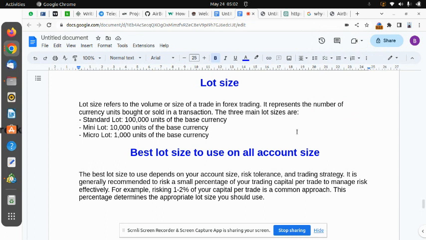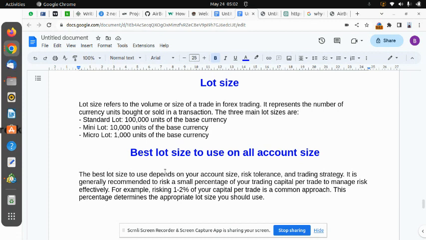So the three major lot sizes are the standard lot, the mini lot, and the micro lot, and we also have the nano lot. But most brokers don't offer that. They don't give you the opportunity to do that. The broker I have seen so far that gives you that opportunity is binary options. However, there are also other brokers that give that, but binary options is the one that does that for you. So guys, that's how it is.